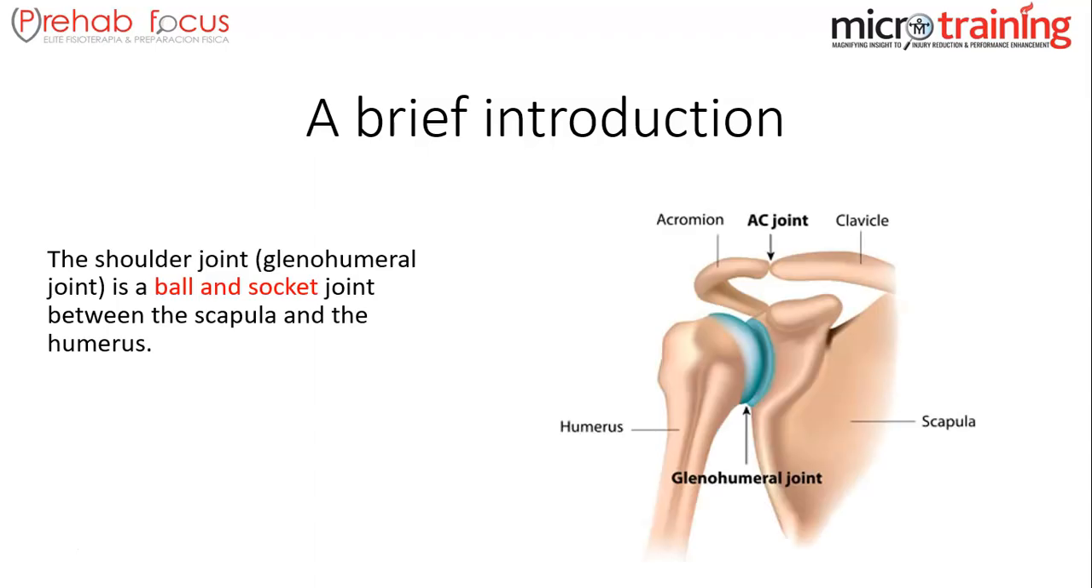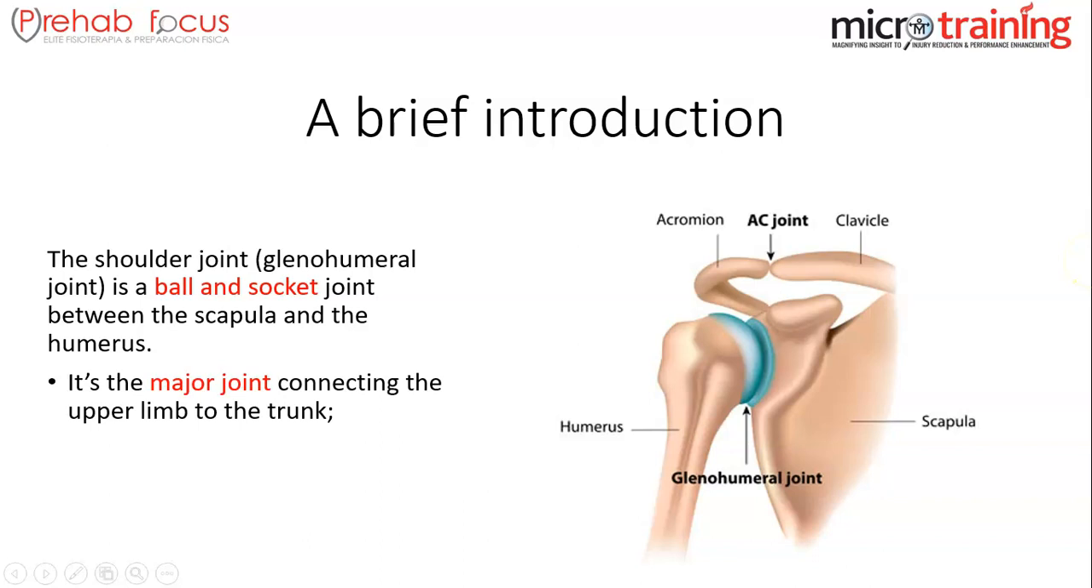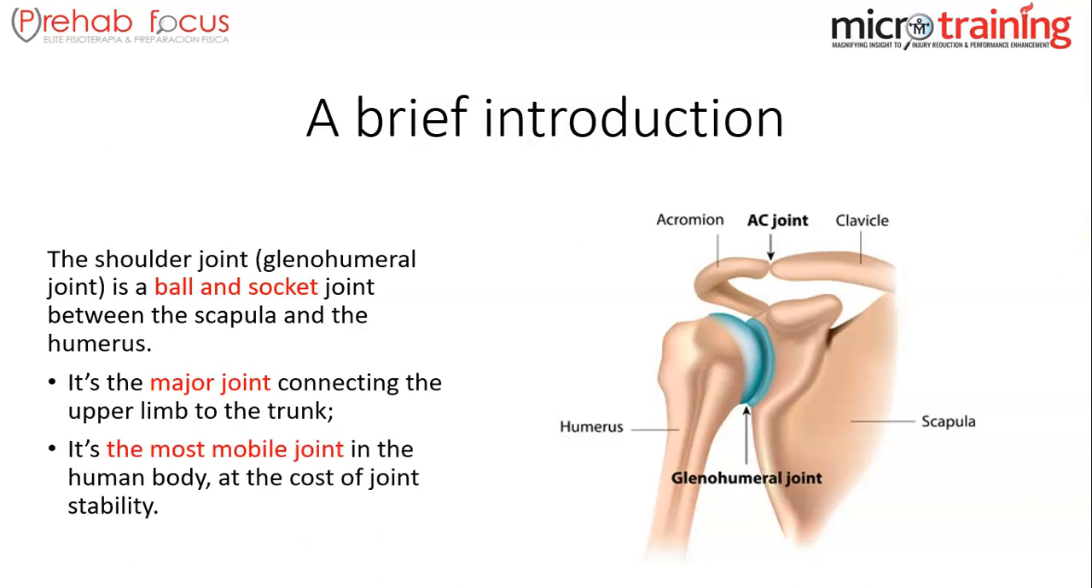The shoulder joint, or glenohumeral joint, is a ball and socket joint between the scapula and the humerus, as you can see here. It's the major joint connecting the upper limb to the trunk, and it's the most mobile joint in the human body at the cost of joint stability. The shoulder joint is probably the most complex joint in the human body because of the surrounding structures: joints, ligaments, tendons, and other soft tissue. This joint is the most mobile joint, but at the same time it needs optimal stability in order to stay healthy and on top of performance.